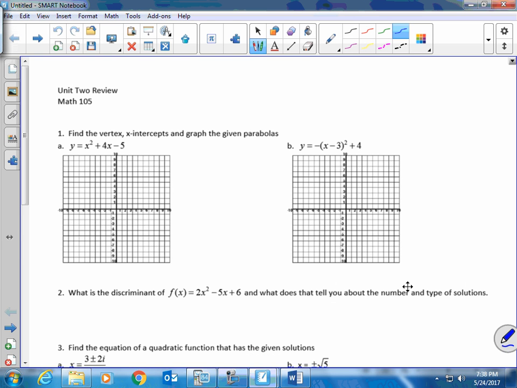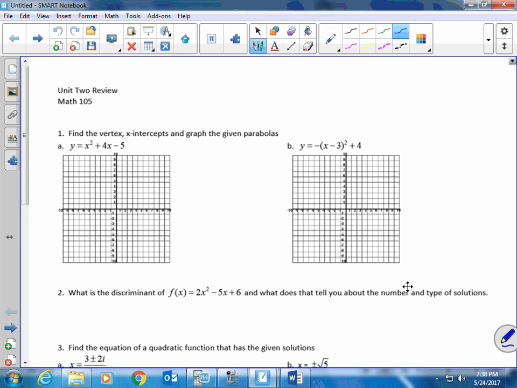Hello everyone. The plan for this recording is to talk through the Unit 2 review worksheet. This is probably part 1 of 2, just because the review is pretty long and it takes a while to talk through them, but we'll see how it goes.